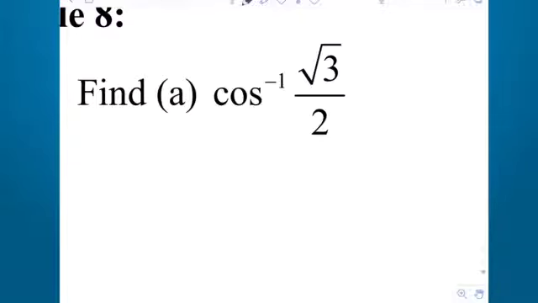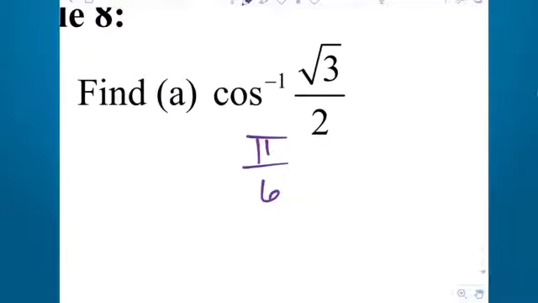What's cosine of 11 pi over 6? Cosine of 11 pi over 6 is square root of 3 over 2. So why is the inverse cosine of square root of 3 over 2 not 11 pi over 6? Way to go. It's in quadrant 4, which is out of the PVR.